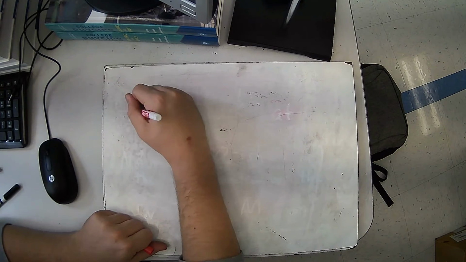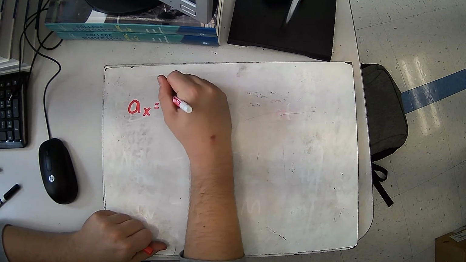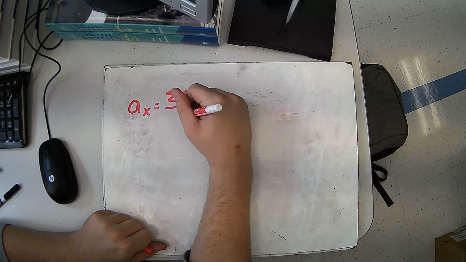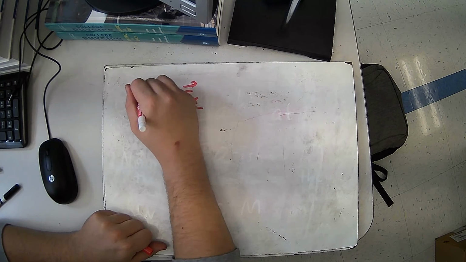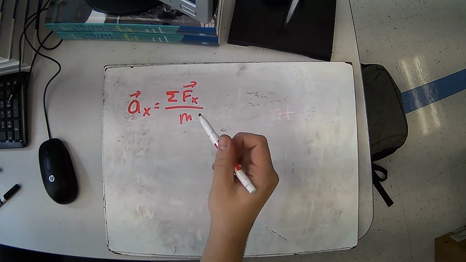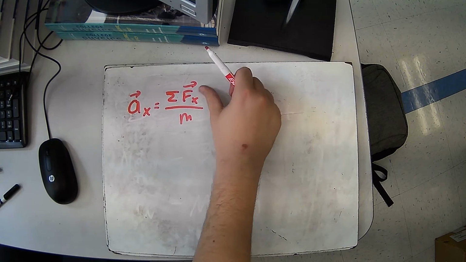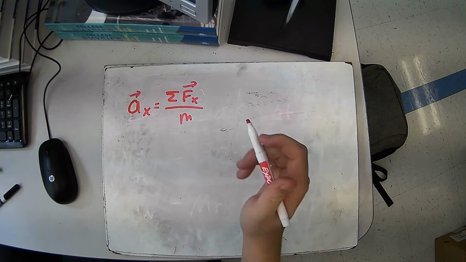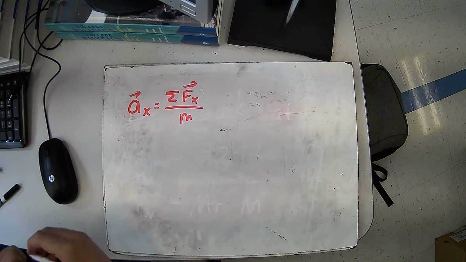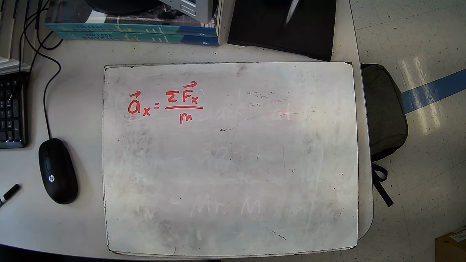I'm going to rewrite Newton's second law in the x direction now. And since this is the unknown, I'm going to rearrange this equation so it's the subject of our sentence. In other words, so that it's by itself on one side of the equal sign. And we do that by multiplying each side by m.